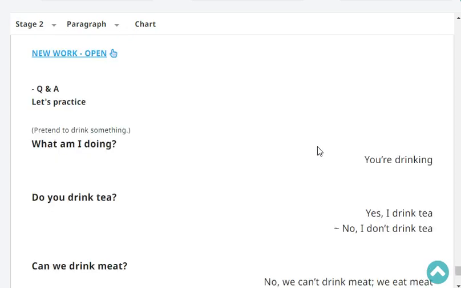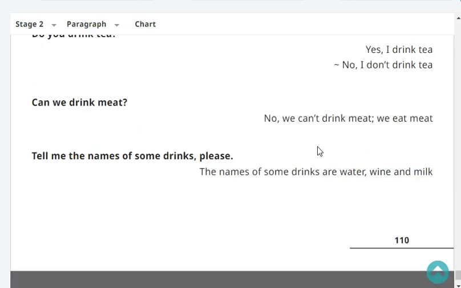You're drinking. Do you drink tea? Yes or no? Yes, I drink tea. Very good. Can we drink meat? No, we can't drink meat. We eat meat.